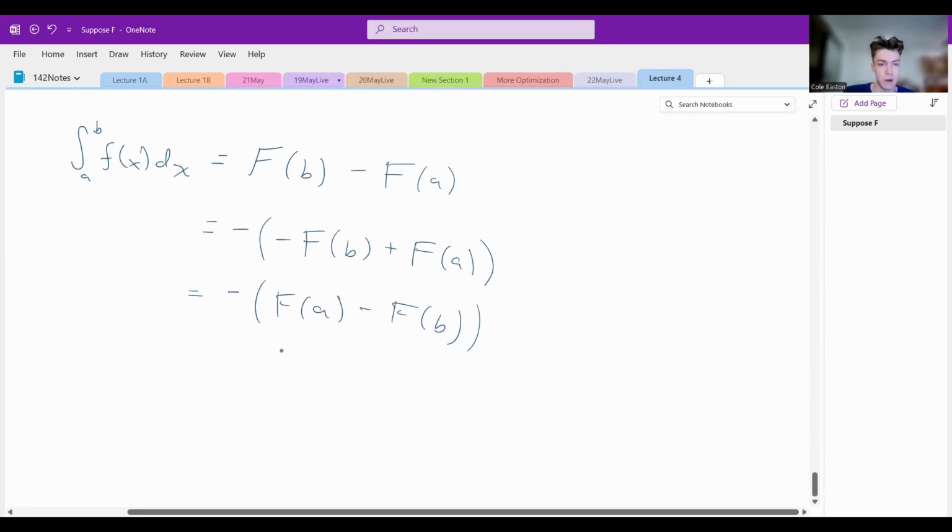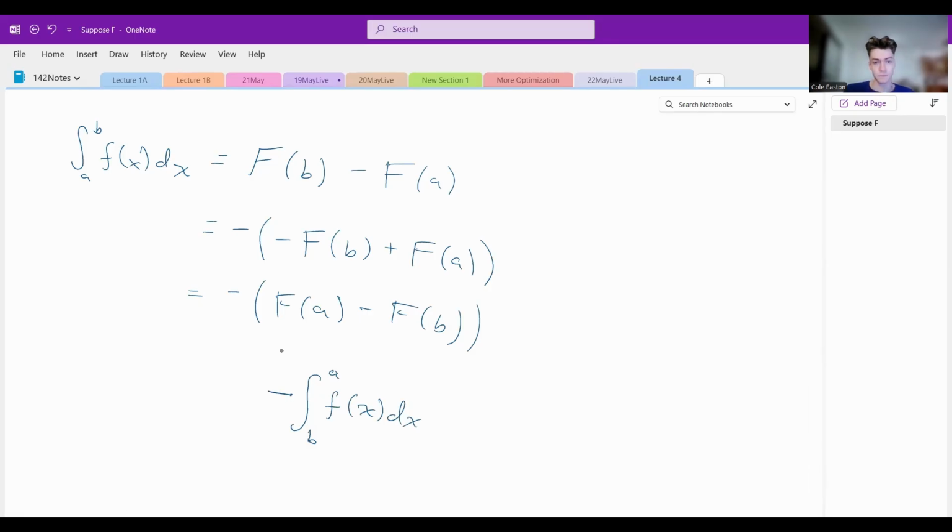And now if we think about what this says inside, the big F of A minus big F of B, well, the thing that comes first was our upper bound, and the thing that came second was our lower bound in our integral by the net change theorem, and now we have a negative out in front. And so what we just showed is that the integral from a to b is the negative of the integral from b to a.